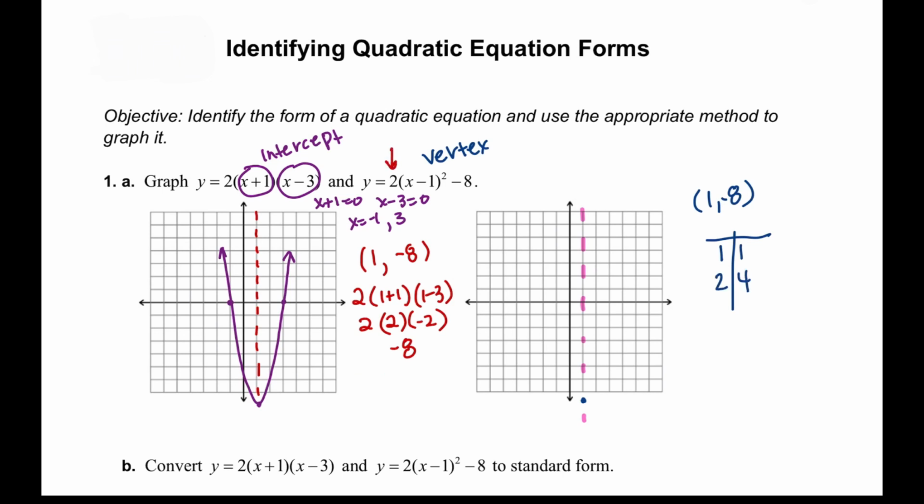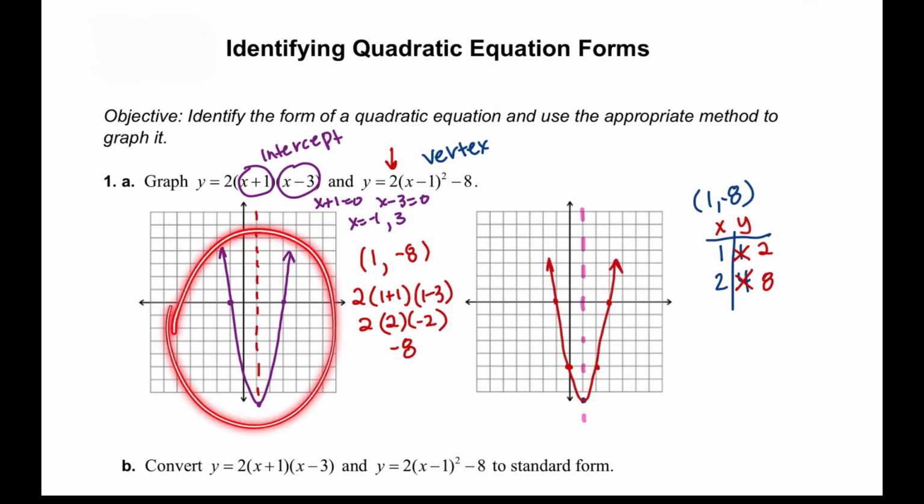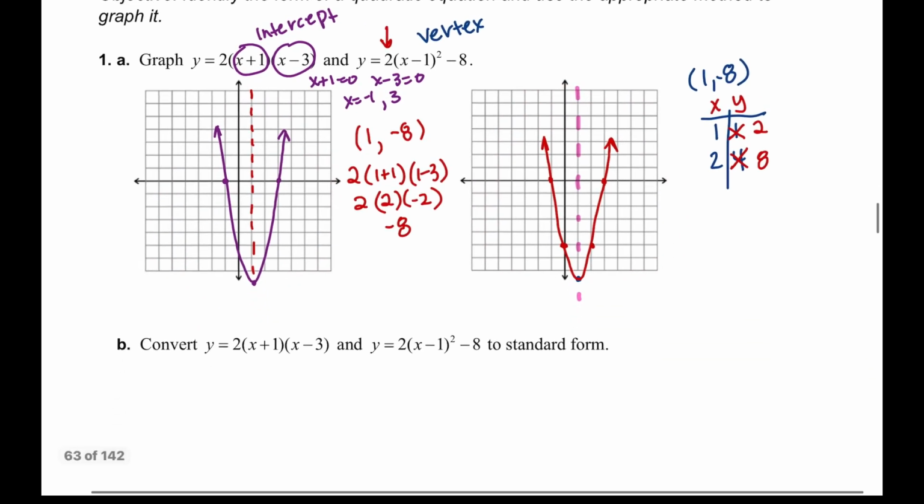We have a vertical stretch of 2. So vertical has to do with the y values, which is up and down. We multiply each of these y values by a 2. From our vertex, we go over 1 up 2 and over 2 up 8. We draw a smooth curve, and if you notice, both of these parabolas are exactly the same. All the points line up exactly.